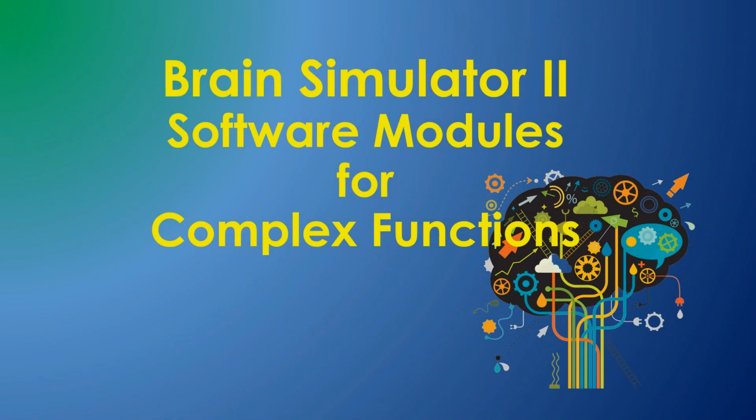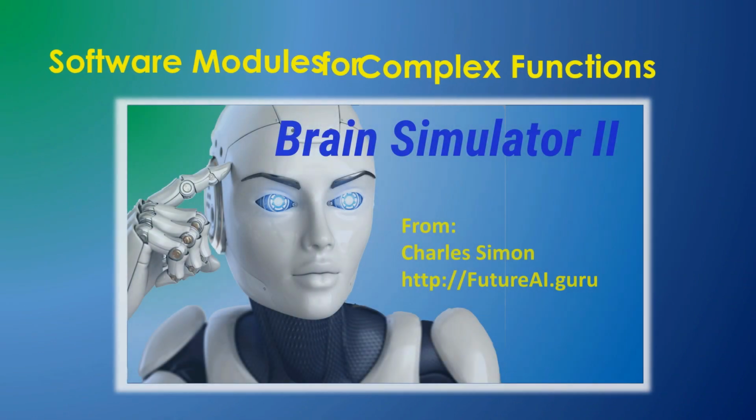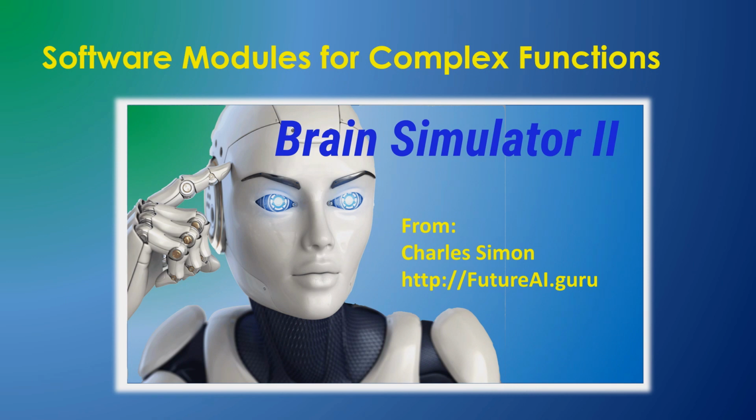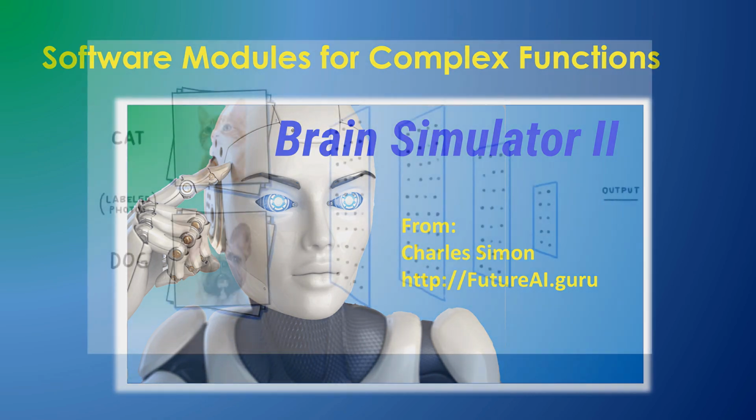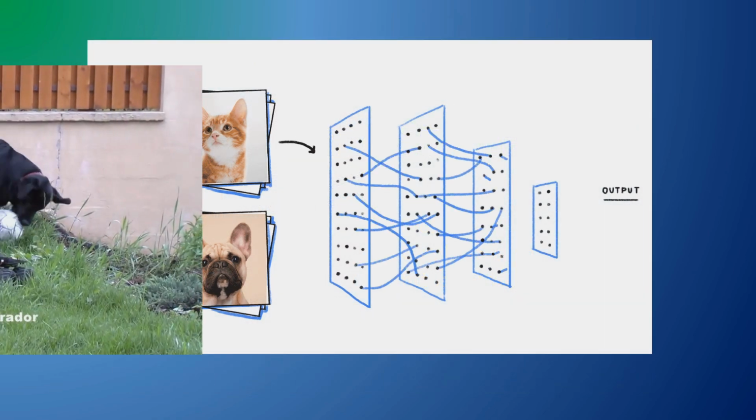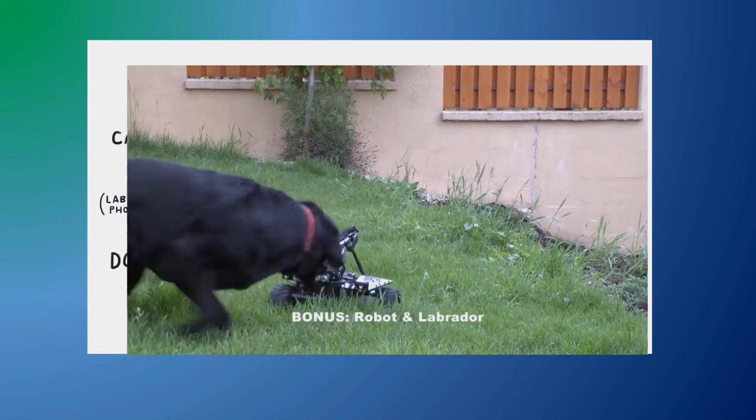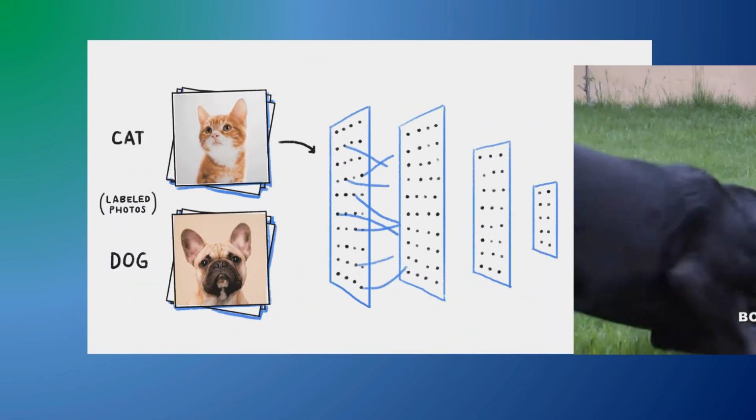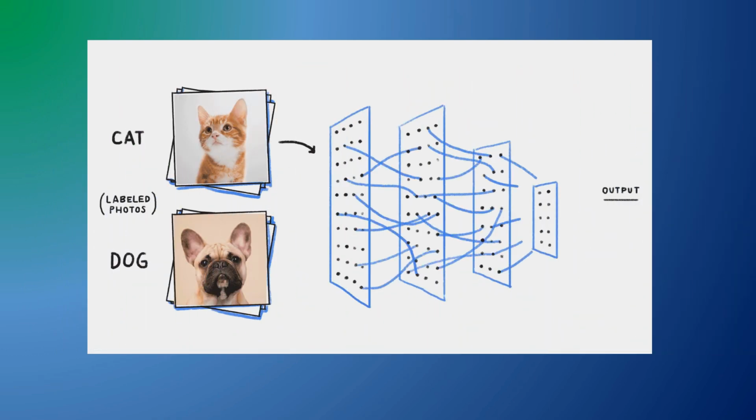The Brain Simulator 2, software modules for more complex functions. For AGI, we need real-world interaction, like vision and robotics, things which interface the AGI with the real world. While some programs may classify images of cats and dogs and pretend to know the difference, genuine understanding can only come from knowledge that things exist in a world.